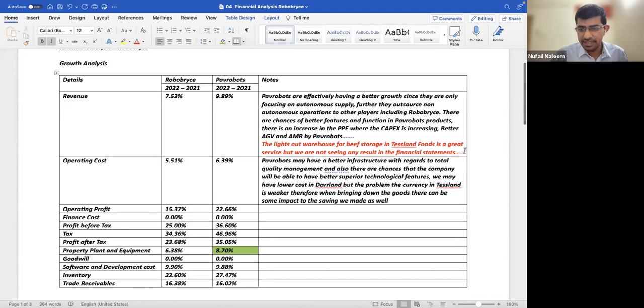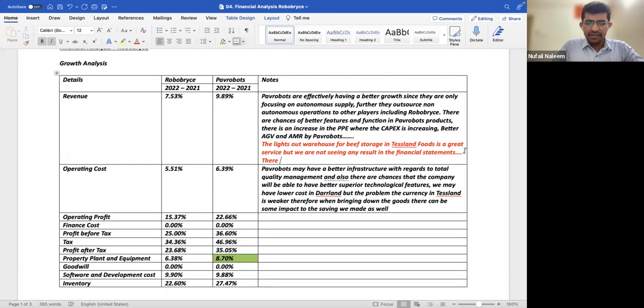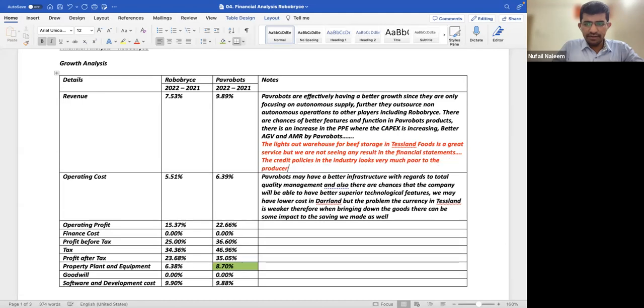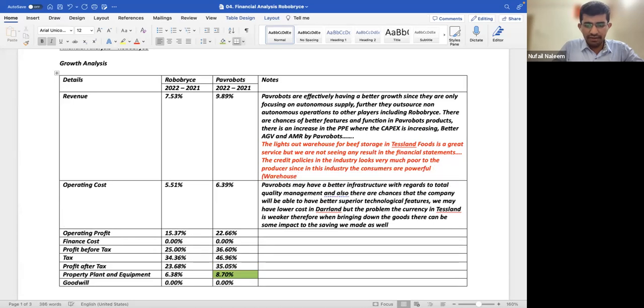So can I just write down here one more point? The credit policies in the industry look very poor to the producer, since in this industry the consumers are powerful. Consumers are powerful because the main consumer is warehouses. They are very, very powerful because if something wrong happens and the warehouse closes down, we lose our business.